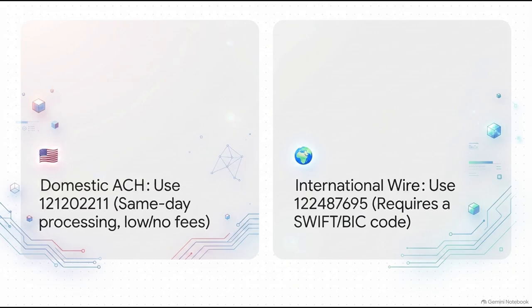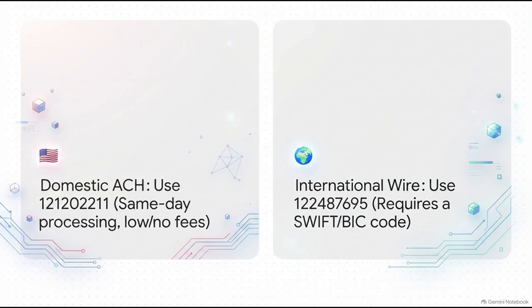So you'll use that primary 1212022211 number we talked about for all your standard domestic ACH transfers. Think setting up your payroll direct deposit or paying your monthly utility bills. ACH is fantastic because it's processed in same-day batches and usually has low or no fees.